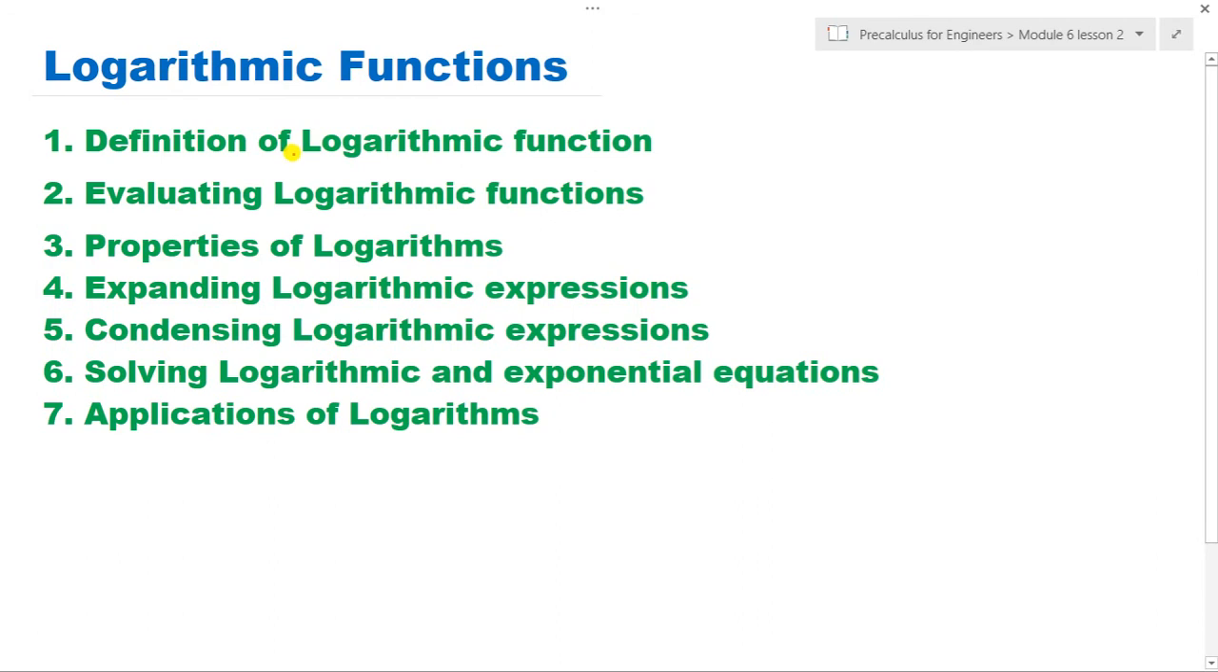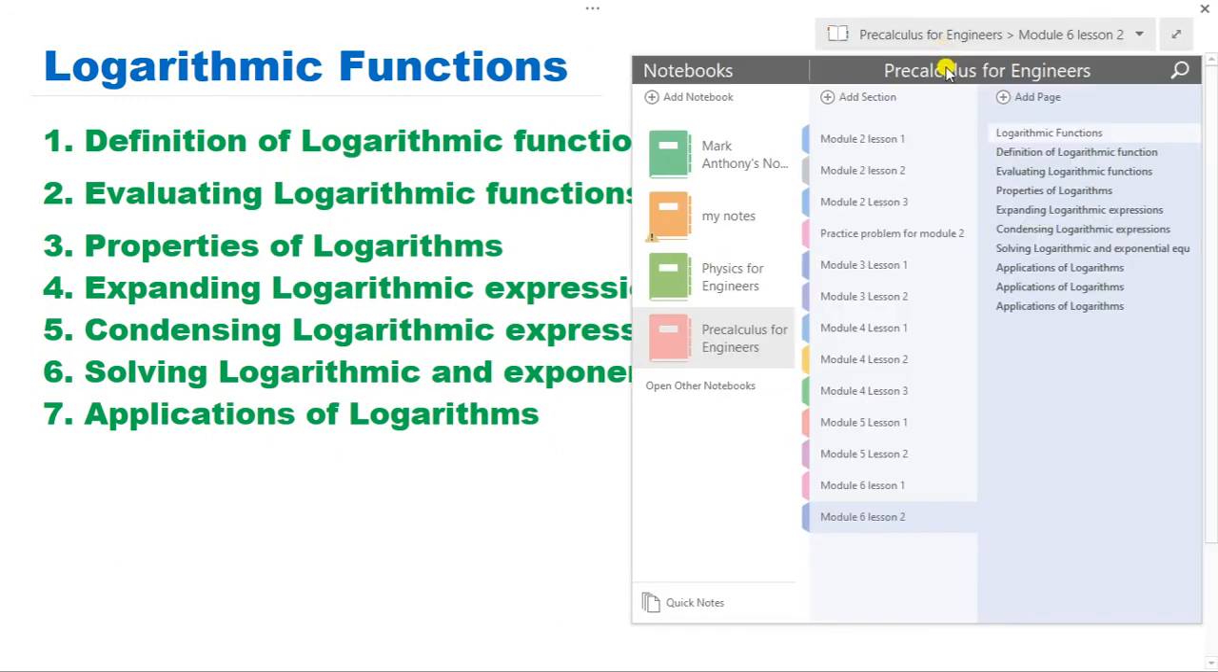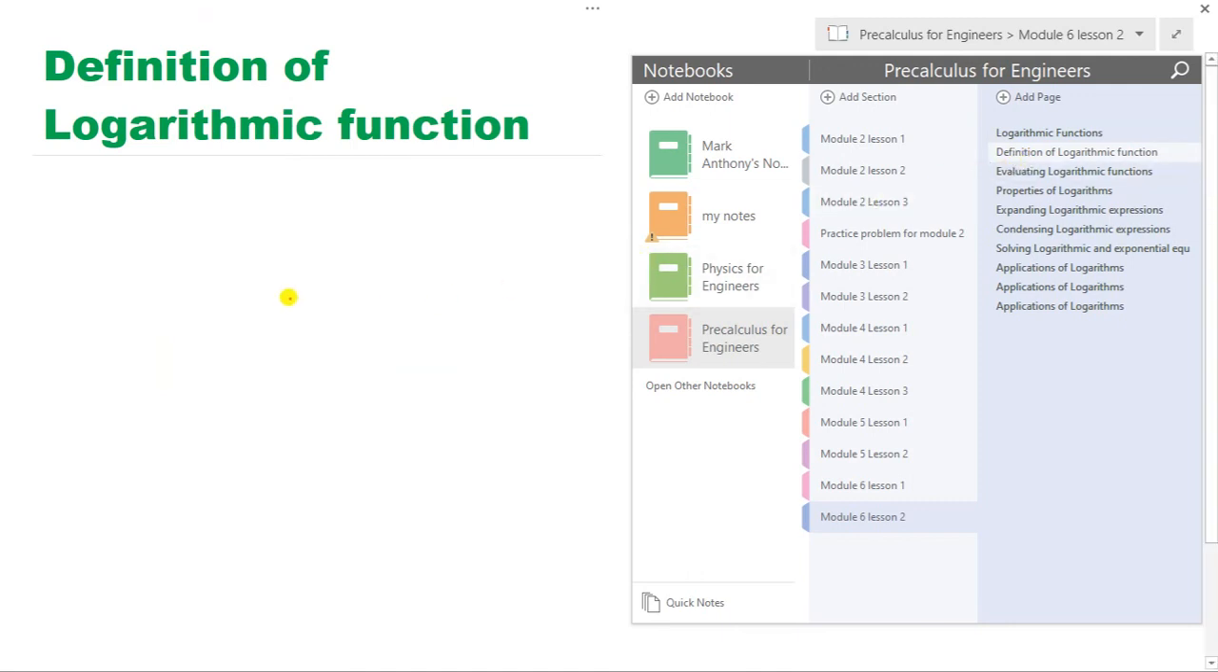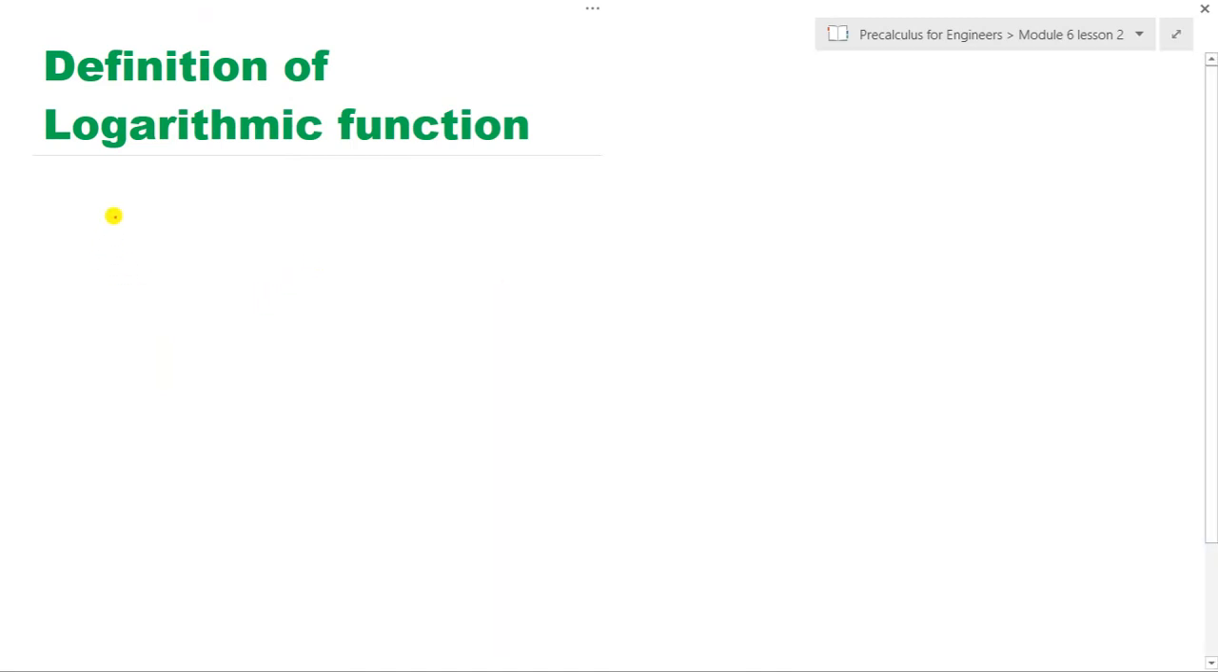Then I am going to teach you how to expand or condense logarithmic expressions, and then we are going to solve logarithmic and exponential functions simultaneously, and then finally, of course, we are going to tackle real-life applications of logarithmic functions. So let's start with the definition of logarithmic functions, but before that, let's talk about the history first of the logarithmic function, or the history of logarithm.